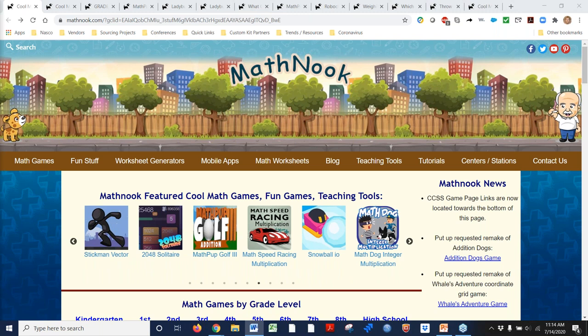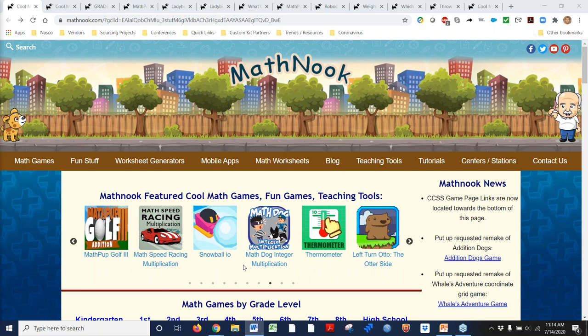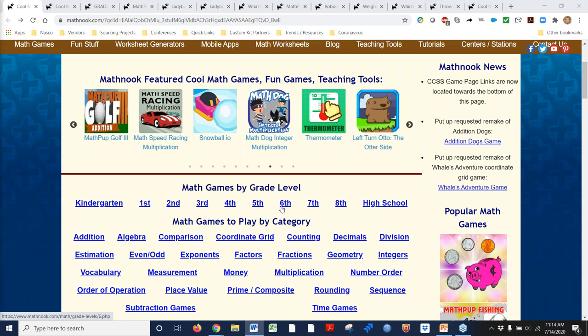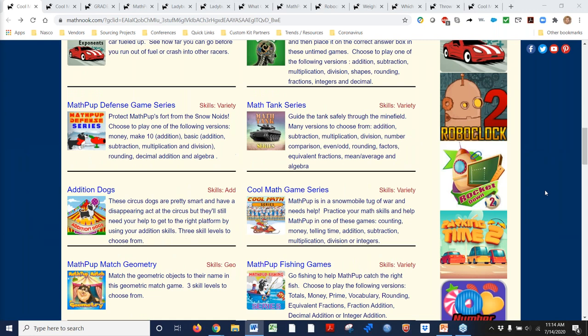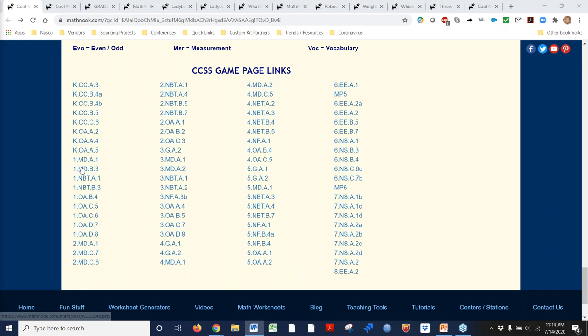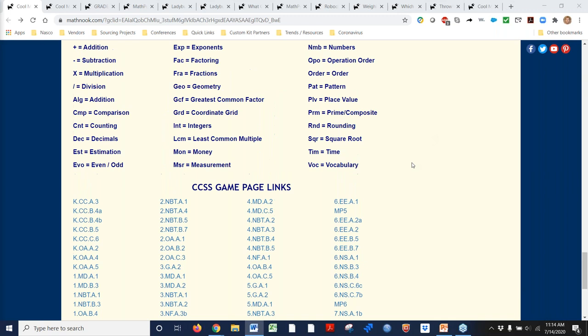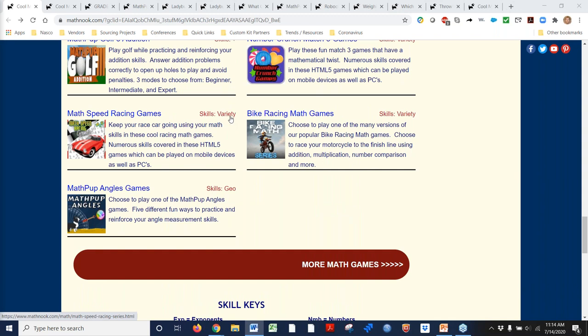First thing I want to show you is that you can split up by grade level, so it's a little bit easier to implement. Now we're K-5, so we'd be focusing on these different tabs right here. What's also nice though is if you scroll down to the very bottom, they have the Common Core links. So you can easily click on these different links to get the Common Core games that are linked to those standards as well. And then they also have skill keys. This is important. If you're looking at a game like Geo, this is geometry. When it says skills variety, this might be a variety of different skills.